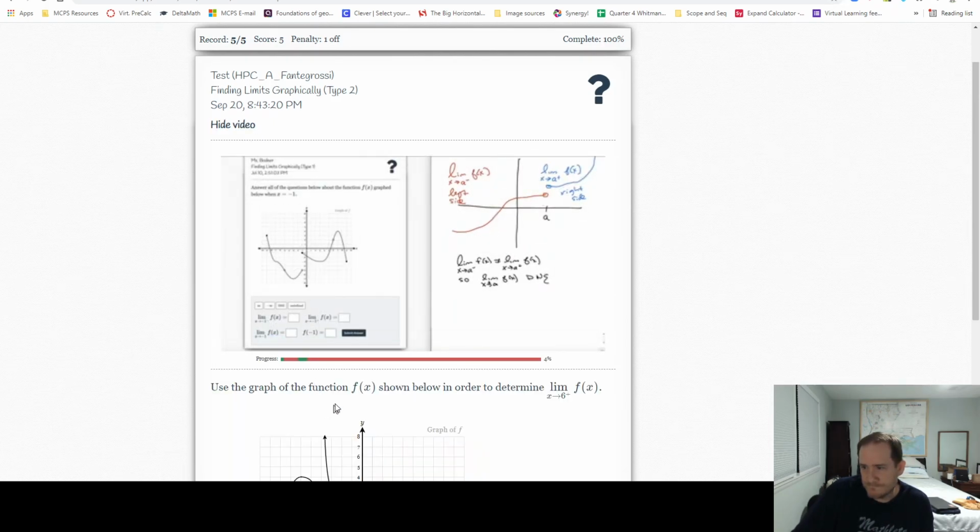Side. Therefore, the limit as x approaches a of f of x does not exist. Now, suppose we were to slightly modify this.